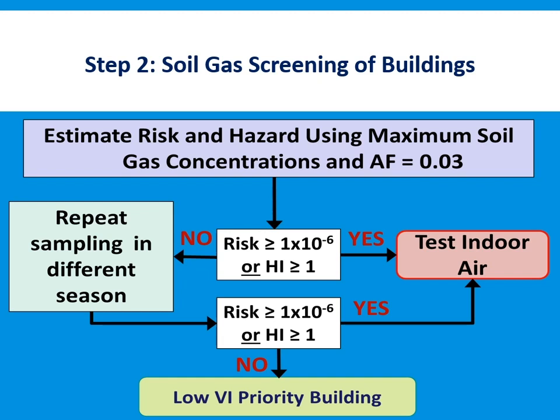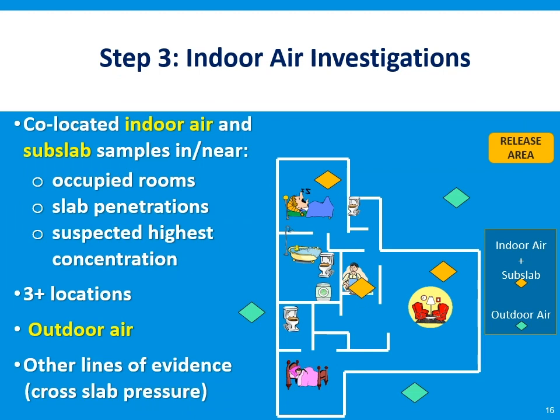Accordingly, buildings are screened with a minimum of 4 soil gas samples. One building-specific probe is installed with 2 screens, and the probe is sampled twice before a building can be classified as low priority. The supplemental guidance provides a framework for indoor air sampling.